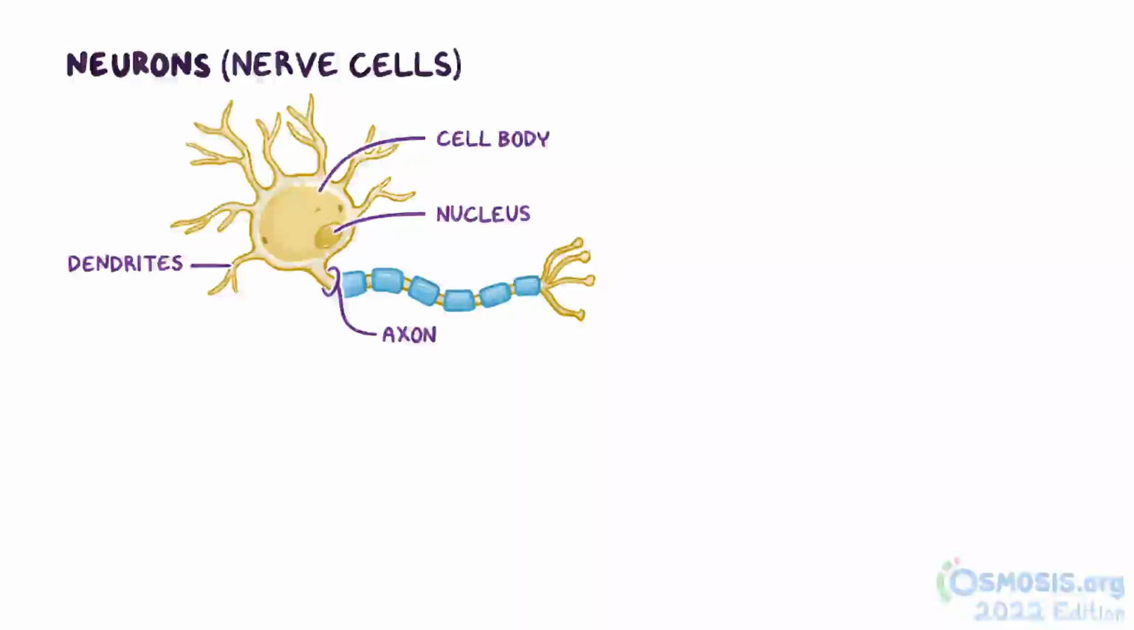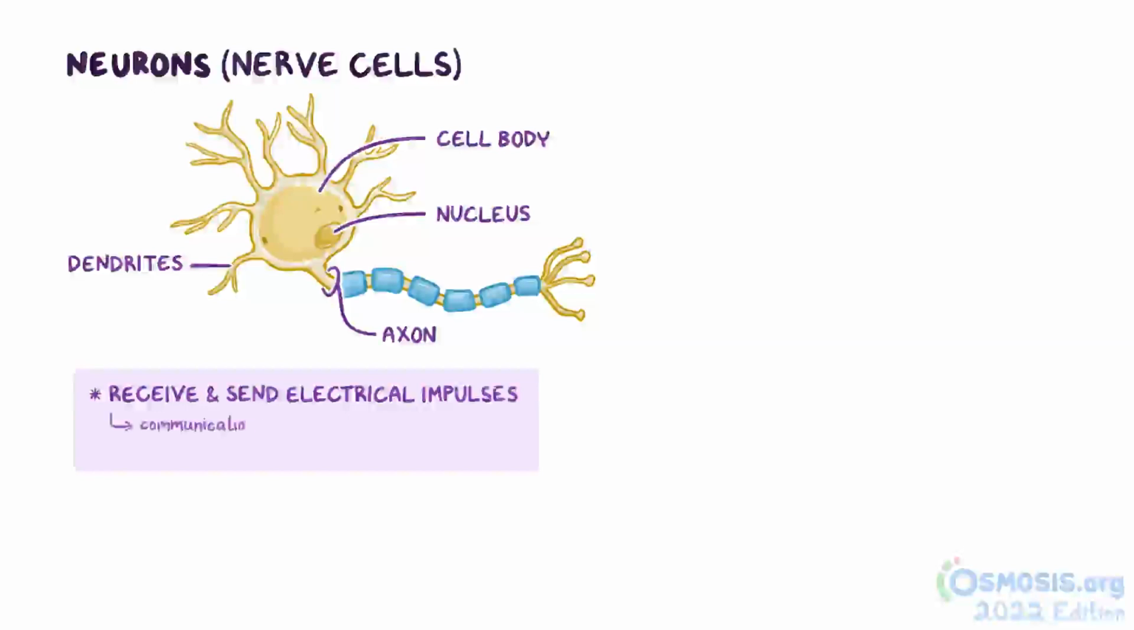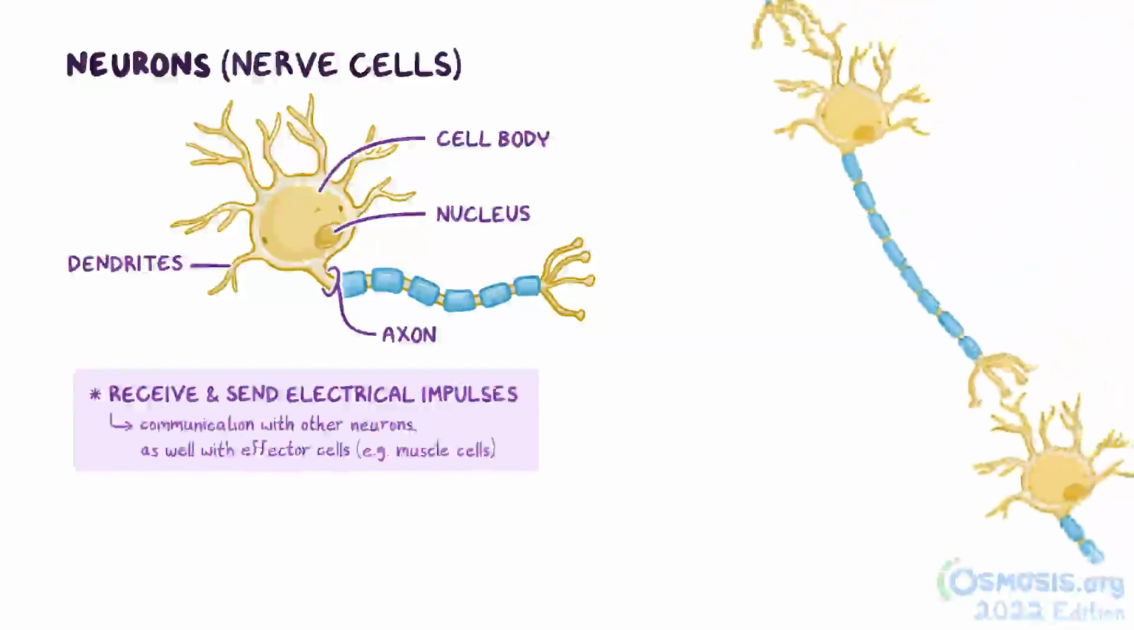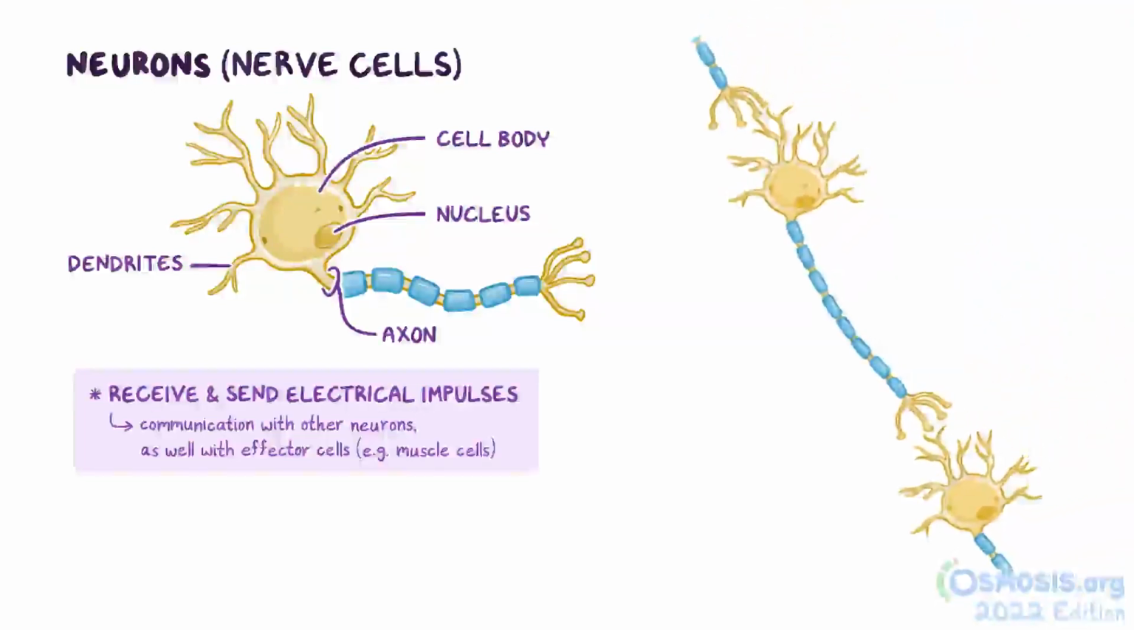Now, neurons are special because they're able to receive and send electrical impulses that allow for communication with other neurons, as well as with effector cells, like muscle cells. This process starts at the dendrites, which receive electrical signals from other neurons and convey it towards the cell body. Then, the cell body produces an electrical impulse and sends it through its own single axon.